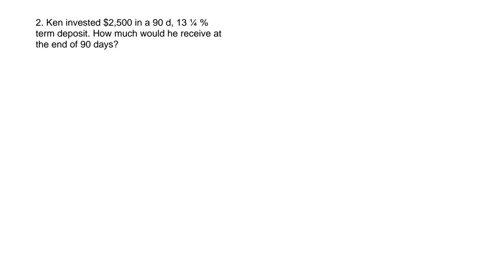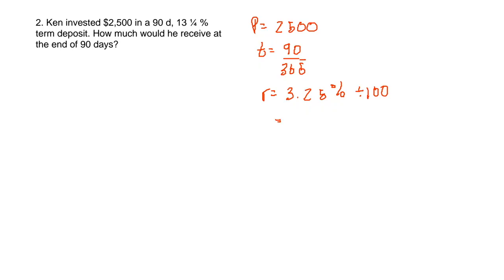So first thing we need to figure out is our principal. What is it? It's $2,500. That's how much he originally invested. Our time, we're given 90 days. So we need to get this into years. We're going to divide this by 365 because there's 365 days in a year. And then our rate is 3.25%. But remember, we're going to divide that by 100. So we get 0.0325 as our rate. Remember, time has to be in years, rate has to be in decimals, and then we can continue on.